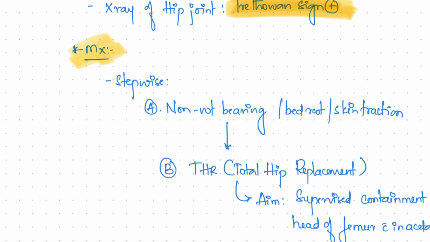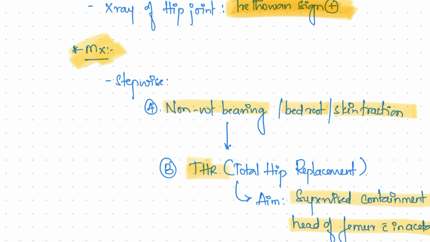Then management, we'll do stepwise management. In the initial days, we'll give non-weight bearing and ask them to take bed rest. Then we'll use skin traction. Then after some months, we are going to offer him a total hip replacement, where mainly we aim for supervised containment of head of femur in acetabulum.